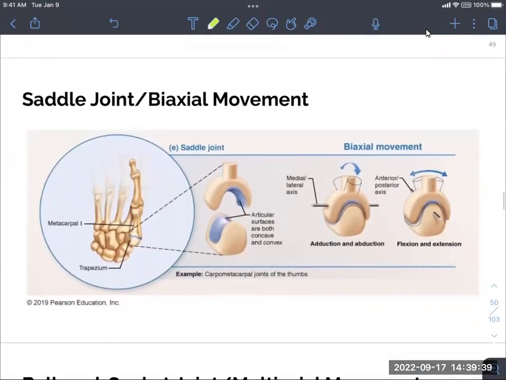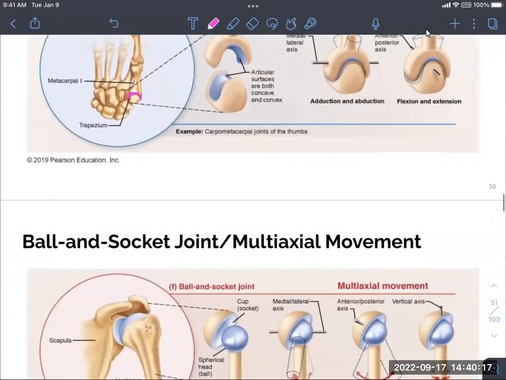Saddle joints. So this is the carpometacarpal joint of the thumb. That is a saddle joint. This bottom part is more rounded down, while the top part kind of fits right over top of it. This is also biaxial because you can bend your thumb and you can abduct and adduct your thumb. So it moves in two directions.